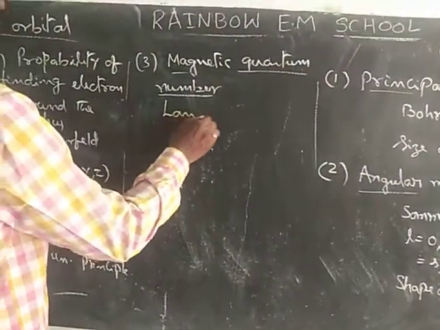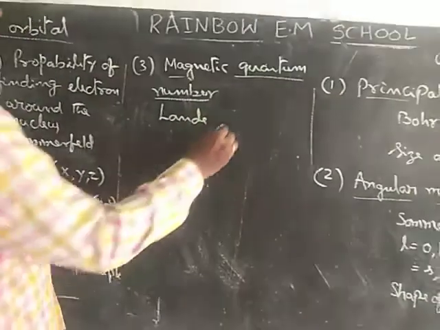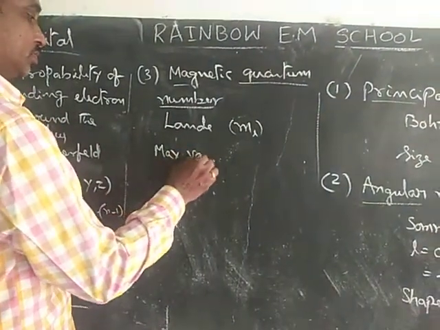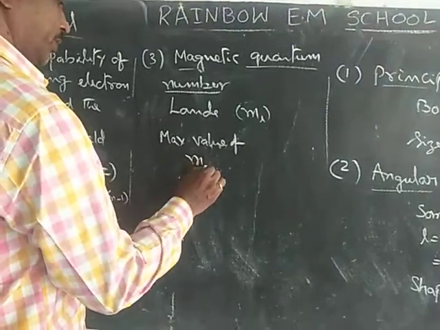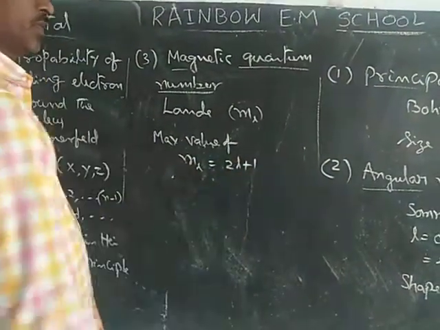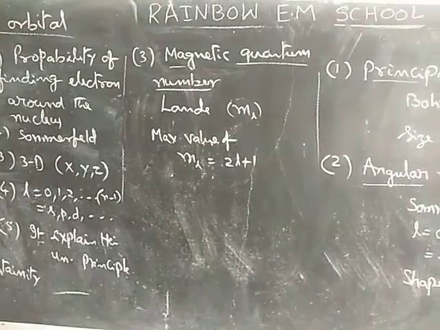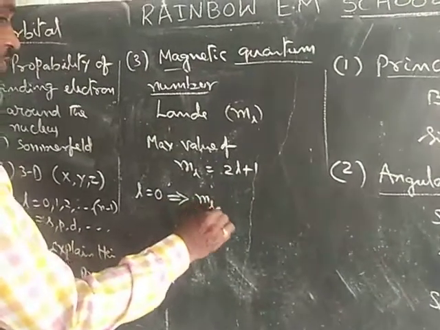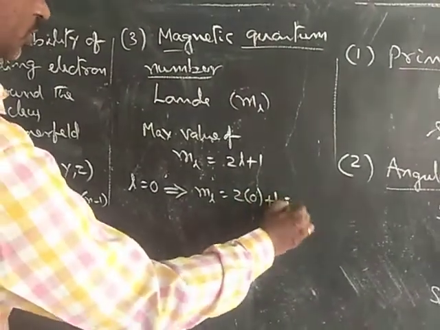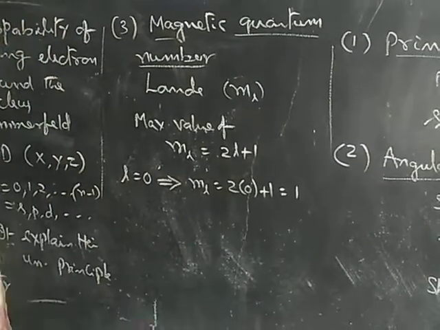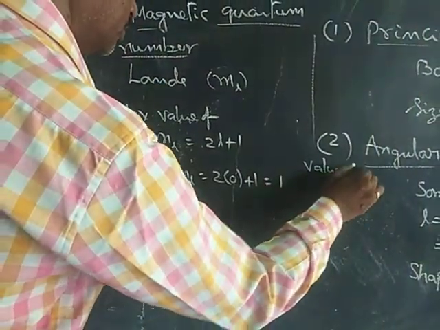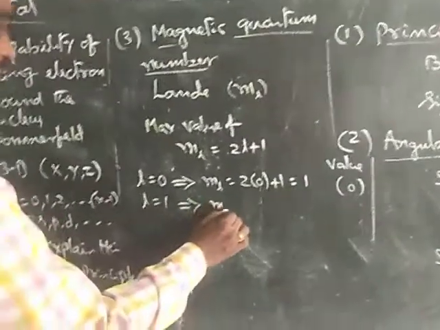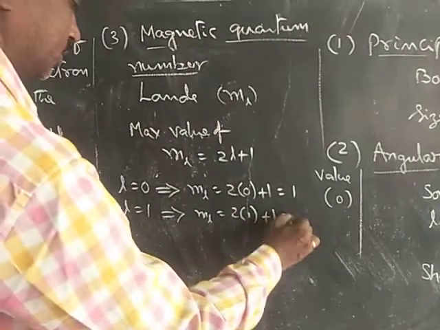Magnetic quantum number, proposed by the scientist Landé, is denoted by the letter ML. Here the maximum value of ML is 2L plus 1. Suppose L value 0 implies ML is equal to 2 into 0 plus 1, which is 1. Its value is 0. Suppose L value 1 means ML is equal to 2 into 1 plus 1, which is 3.